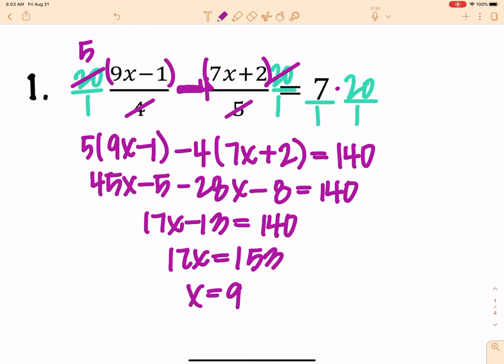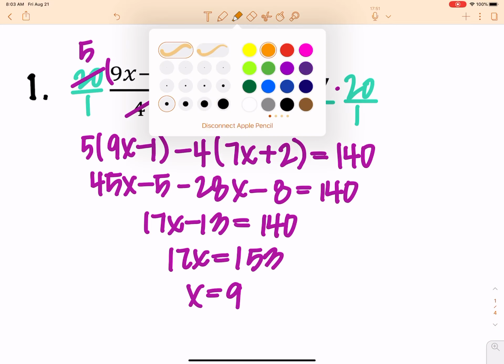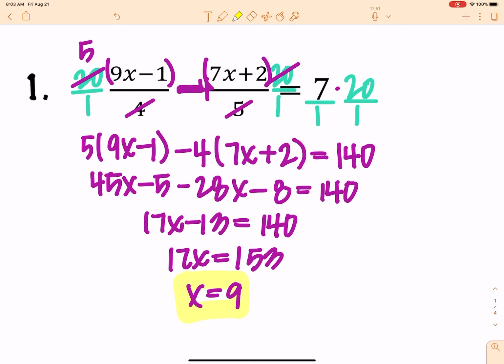Again, if this was a quiz or a test and you were nervous about that whole negative thing on top, you can always plug in your answer 9 into your equation. If it comes out to be a true statement, then you know you got the answer right. So there's always a way to check your answer. So I would suggest doing that if you're nervous about any careless errors on here.